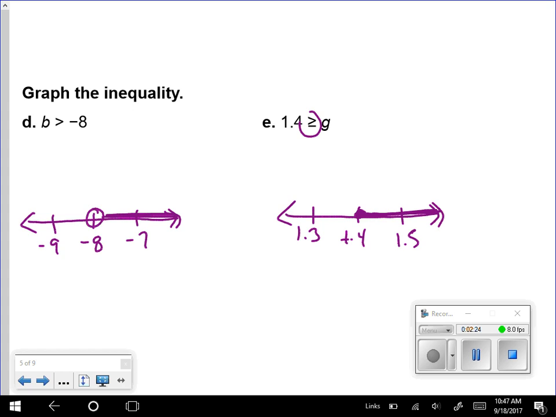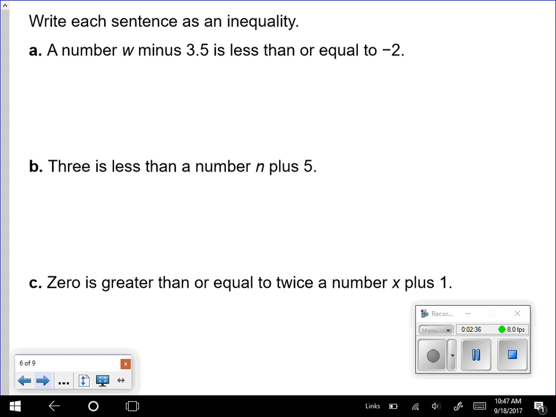So we did that on Friday. You'll have some homework over that where you're just graphing the inequality. Pretty simple, nothing crazy there. Then we also have to be able to write each sentence as an inequality. So you will have some of these on your homework where you're going to take a sentence and we're going to write it as an inequality.